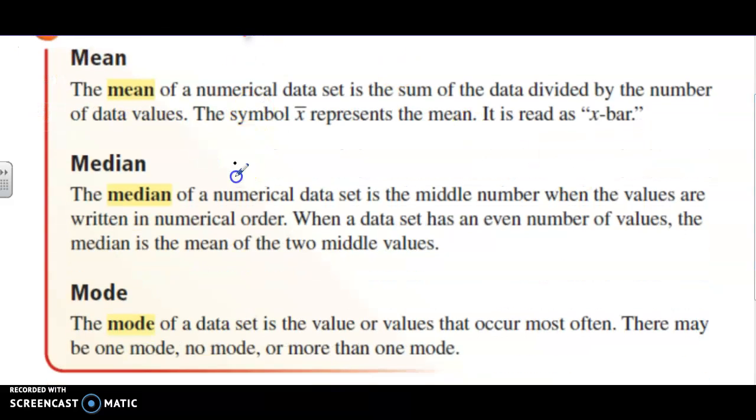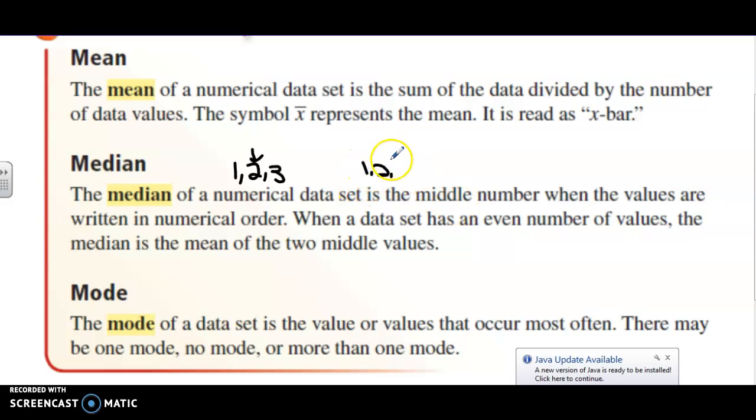If you have an odd number of data, like this, then the middle number right there will be your median. If you have an even number of data values, then what happens is you take the two values in the middle, add them up and divide by 2, and that number would be the median.